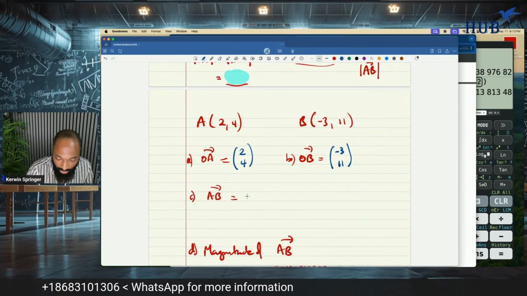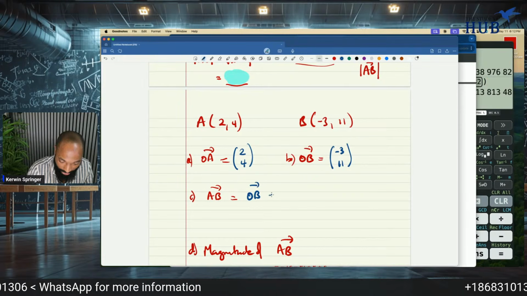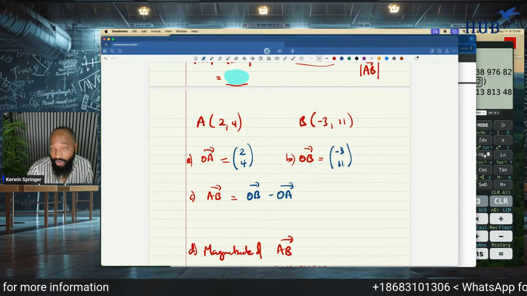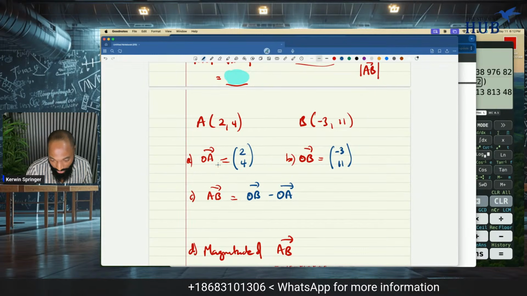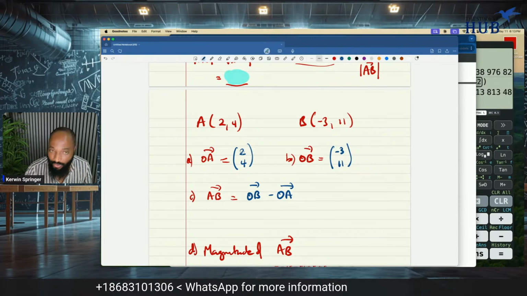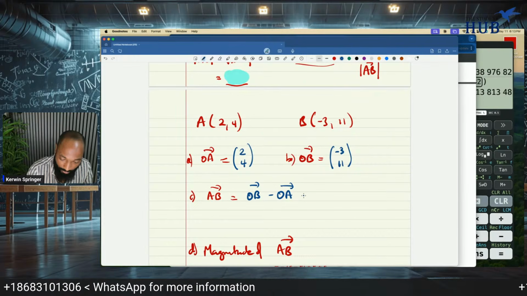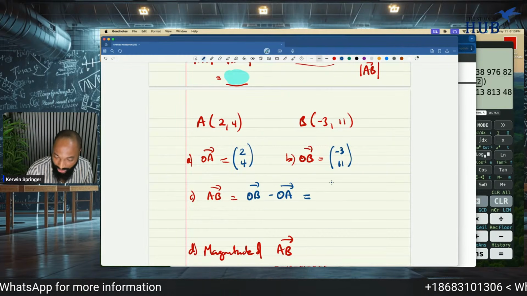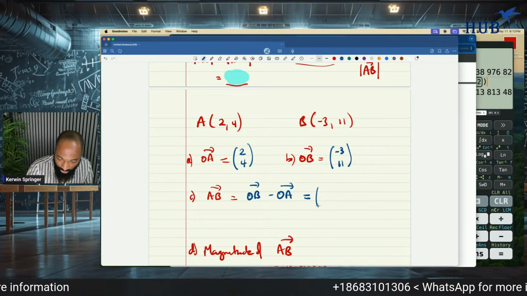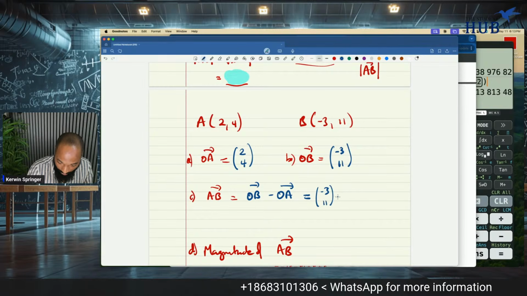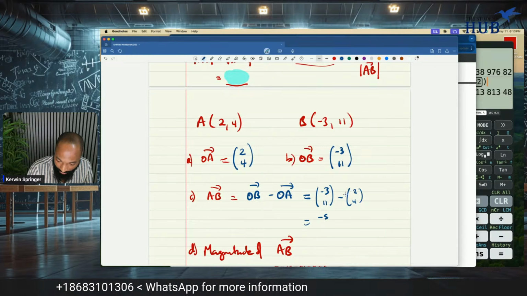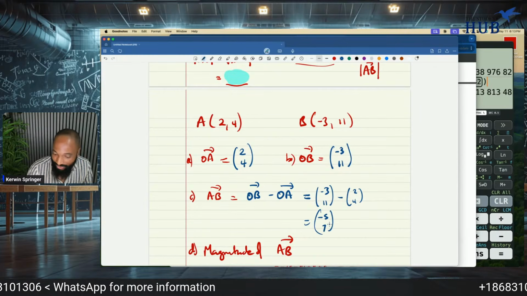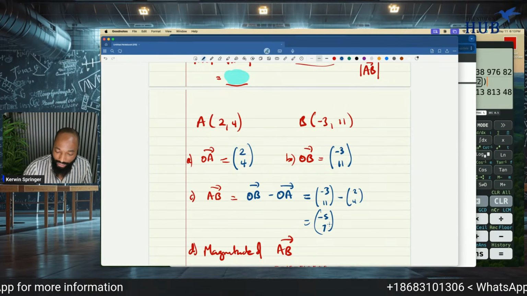AB is equal to OB minus OA. That's our triangle law. Or you can do the vectors another way. So you go from A to O and then O to B. So you just know you need to do the opposite of this. If you're accustomed to that method, that's totally fine. Let me just go across. I like to go down in a line, but I'll go across for space. So this is going to be negative 3, 11 minus 2, 4. Negative 5, 11 minus 4 is 7. Negative 5, 7. That's AB.